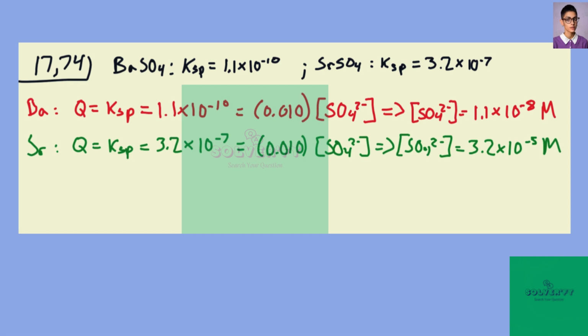So the first question is, what concentration of sulfate is necessary to begin precipitation? So for question A, we can see that it should be the lower concentration from the two that we just calculated. So it's 1.1 times 10 to the minus 8.